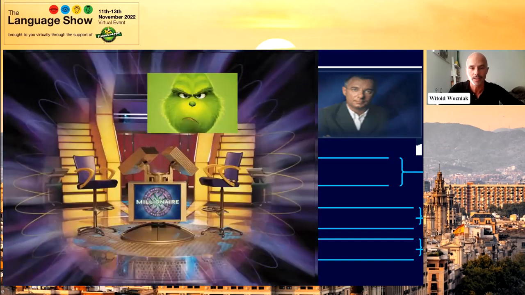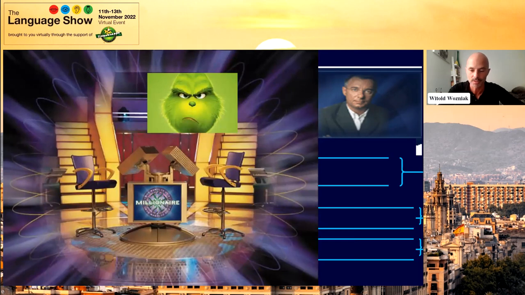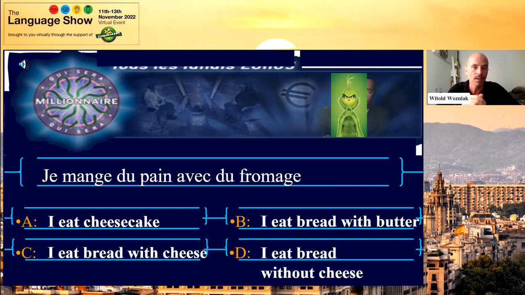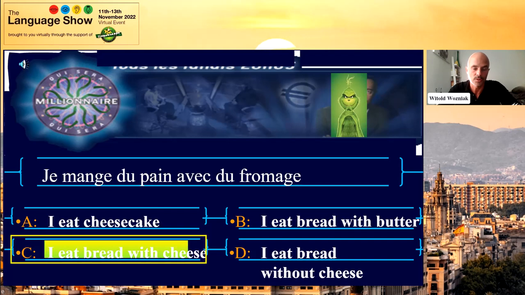And I display, as you can see, this really looks very Christmassy. It's a Christmas special. I have a question, so I display a sentence, je mange du pain avec du fromage. What they have to do is just write A, B, C, or D, whichever translation they think is correct. And I give them 5-10 seconds. And after that, here we go, I display the right answer, and they get a point.